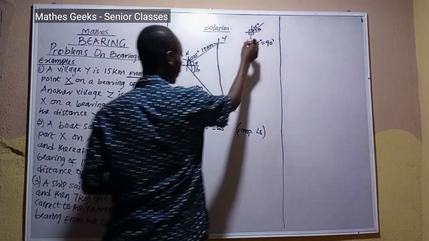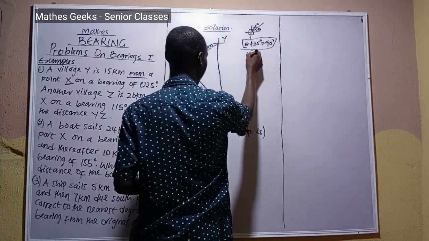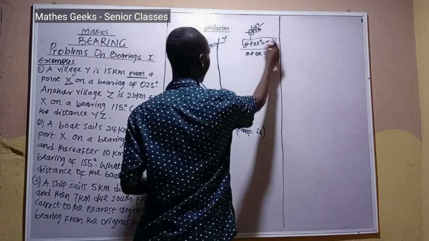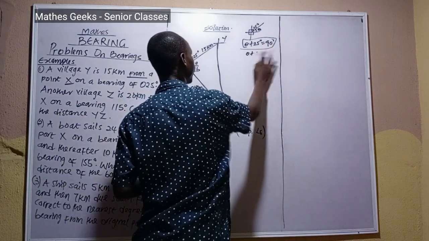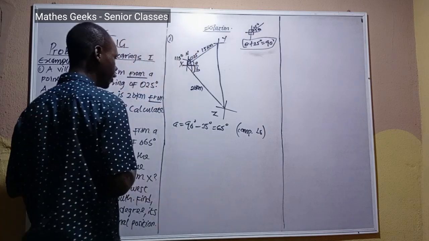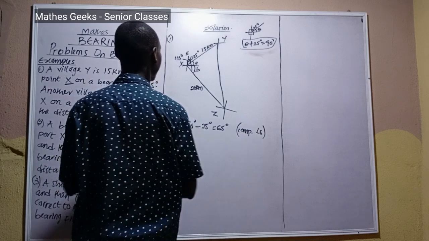So this is an example of complementary angles. If two angles add up to give you 180 degrees, then we say the angles are supplementary. In this case, we are making use of complementary angles. So the reason is 90 degrees minus 25 degrees, because the reason is complementary angles.